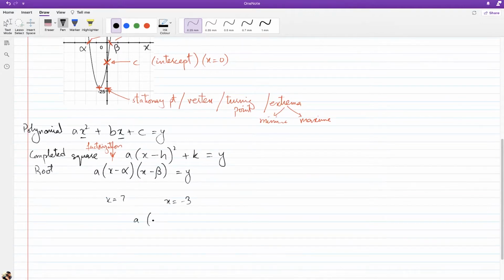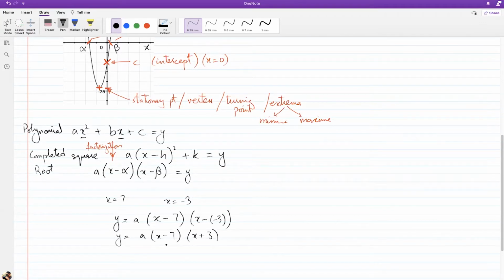We'll say the value of a we don't have, but it is (x minus 7) and (x minus -3). It's that simple. That is what the equation is going to be. It's going to be (x minus 7)(x plus 3). Okay? Easy to convert it back.